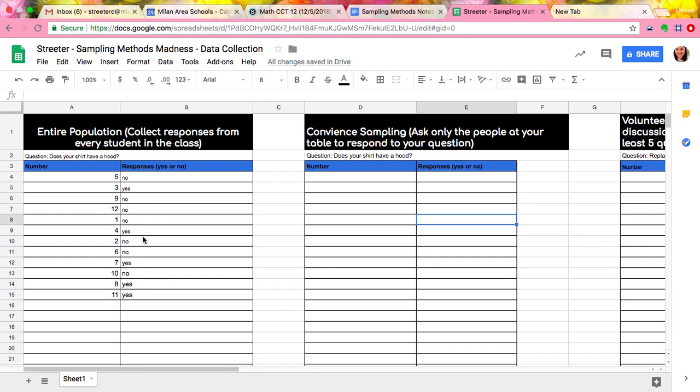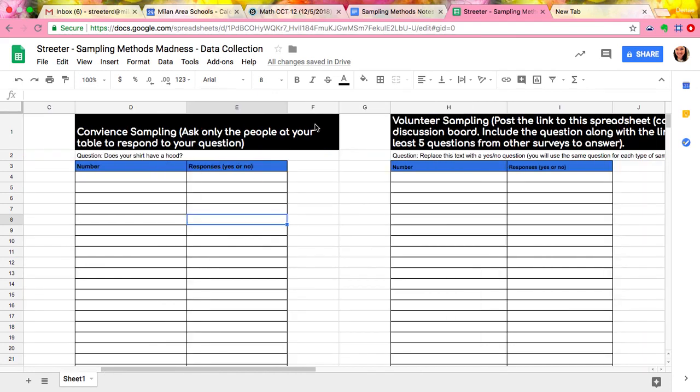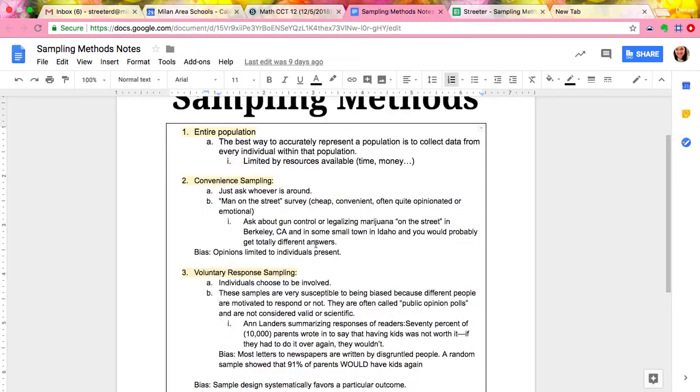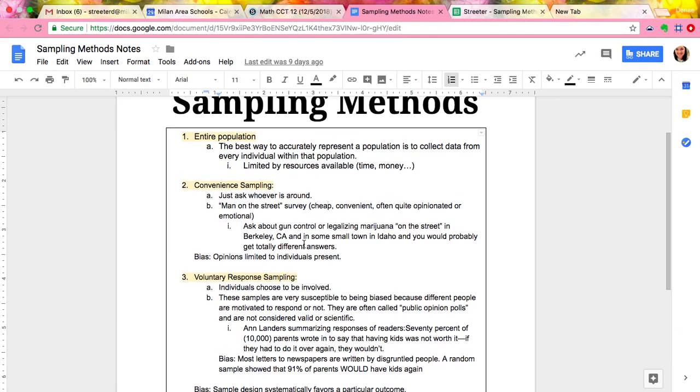So the next type of sampling method we are going to take a look at is called convenience sampling. If you take a look at your notes, you can see that that's just kind of like man on the street surveys. Kind of the first people that you come in contact with, you ask them your survey question. It's kind of just whoever is around, whoever is most convenient to sample.